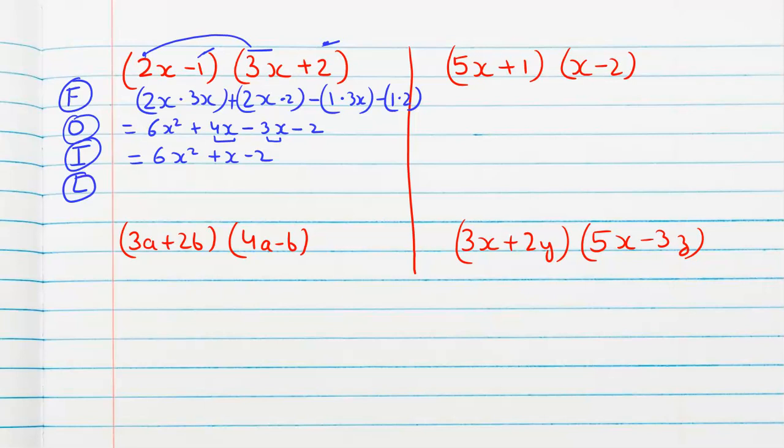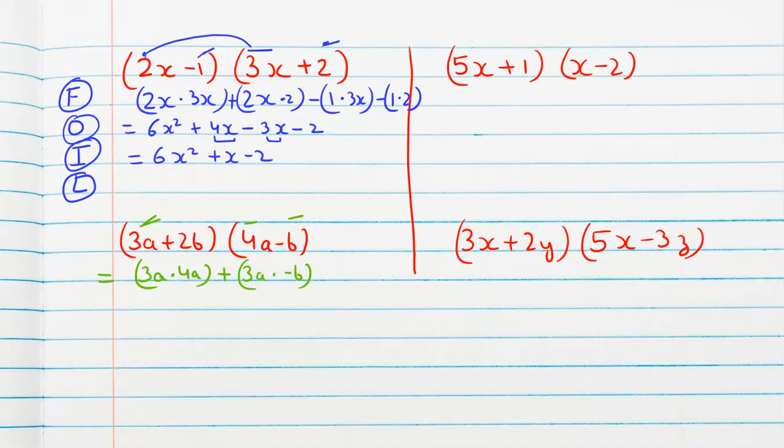Okay, let's try another problem. We have this one right here. So first terms are what? 3a and 4a. So 3a times 4a. Then we have the outer term, 3a times -b. Okay, so this is plus 3a times -b. You can place the negative sign before also if you want to, but to reduce confusion, I always put plus over here if the second term is negative.